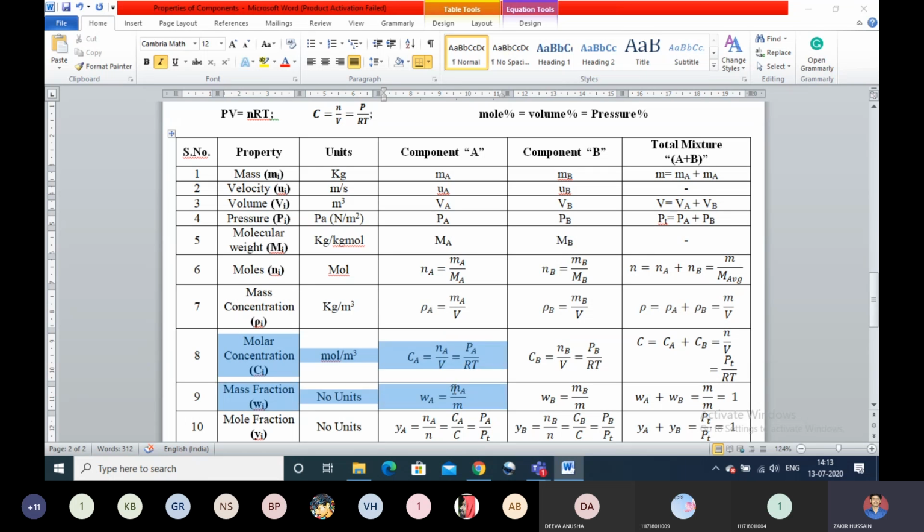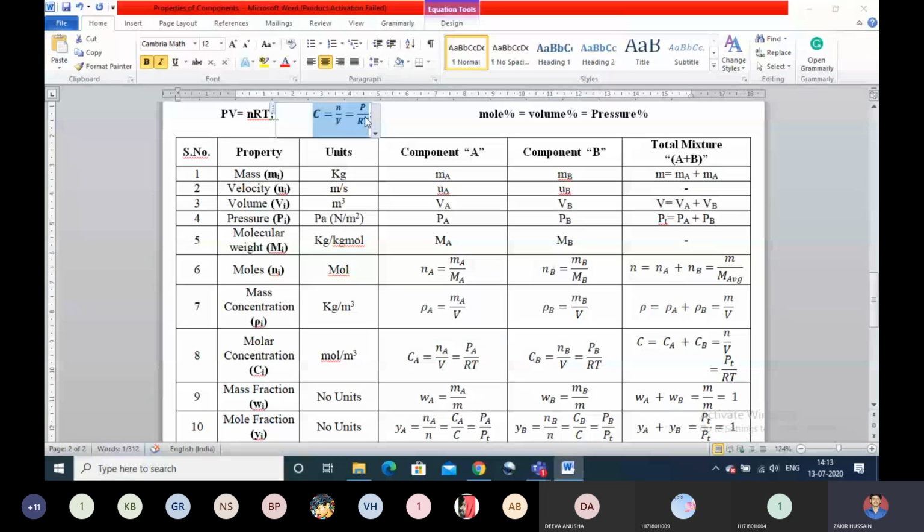In the definition of molar concentration, as far as liquids are concerned, we have only defined up to Na by V. Now the ideal gas law is applicable. So we already defined Na by V is nothing but P by RT. For component A, we can define PA by RT. For component B, concentration is PB by RT. Next is total concentration, which is the same as for liquids up to here.